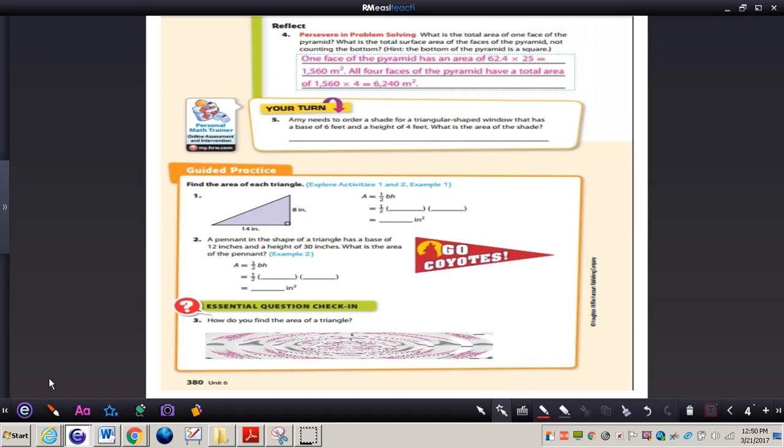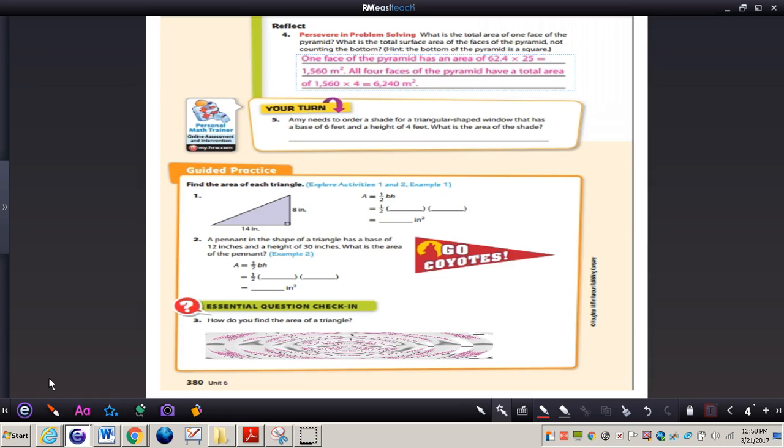1,560 meters squared. Now, we know that there are 25 total, so that's why we multiplied it by 25, and we know that there are 4 faces of the pyramid. Okay, so each face has a total area of 1,560. Multiply that by 4, and that gives us 6,240 meters squared for the surface area.